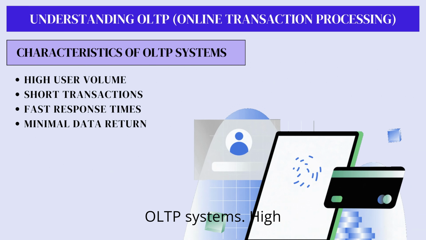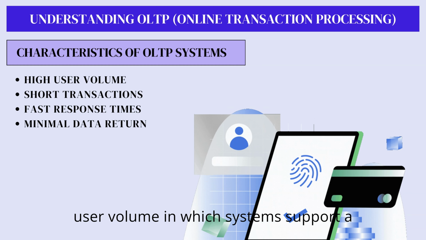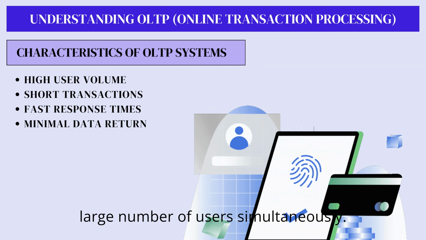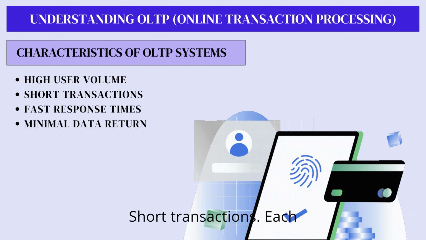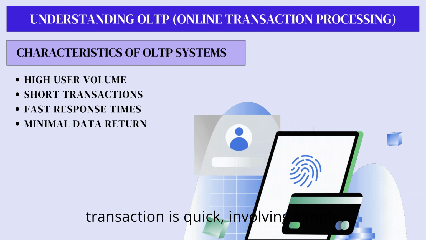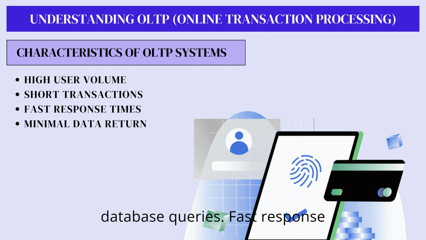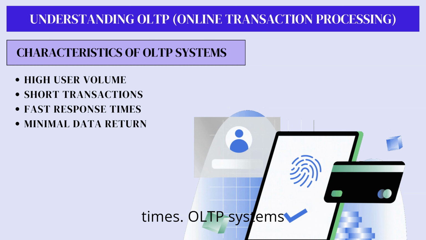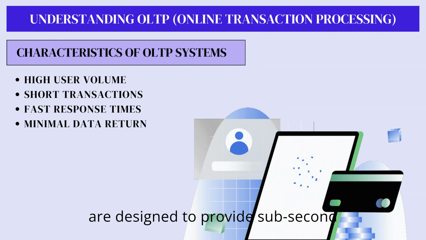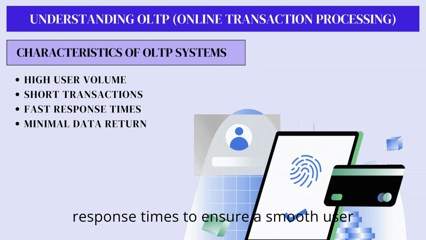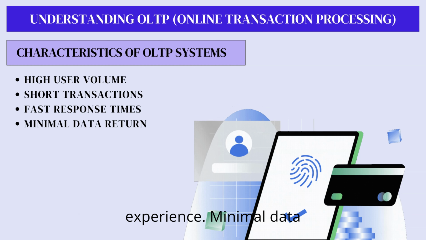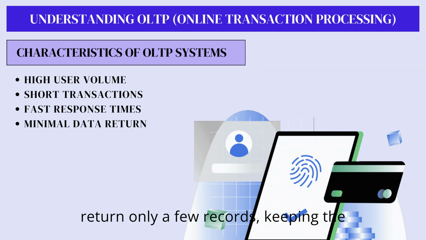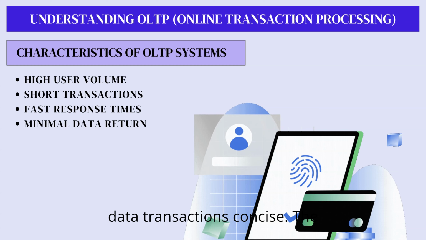Characteristics of OLTP systems. High user volume, in which systems support a large number of users simultaneously. Short transactions. Each transaction is quick, involving simple database queries. Fast response times. OLTP systems are designed to provide sub-second response times to ensure a smooth user experience. Minimal data return. The queries typically return only a few records, keeping the data transactions concise.